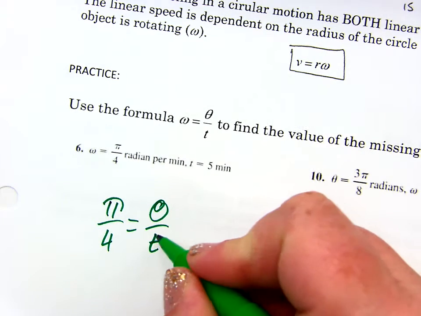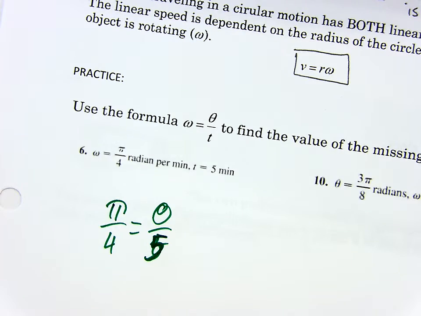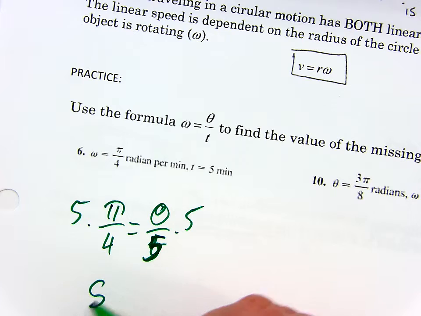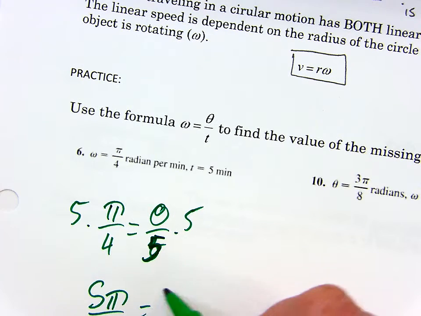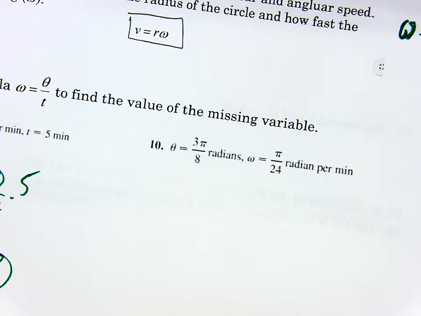Oh, dopey. I know what t is. T is 5. Silly goose. So I just multiply both sides by 5 and I'll be done. 5 pi over 4. There's theta. Easy enough? Okay, and then I do the same thing for 10.